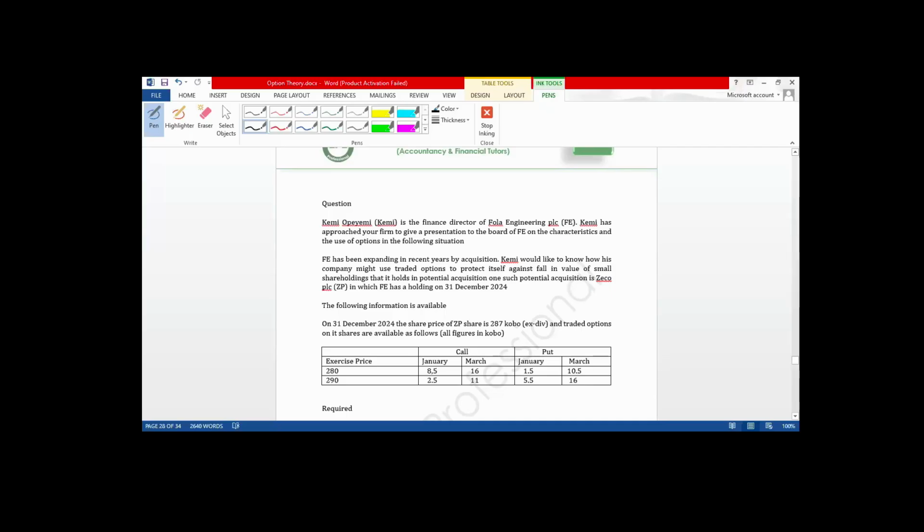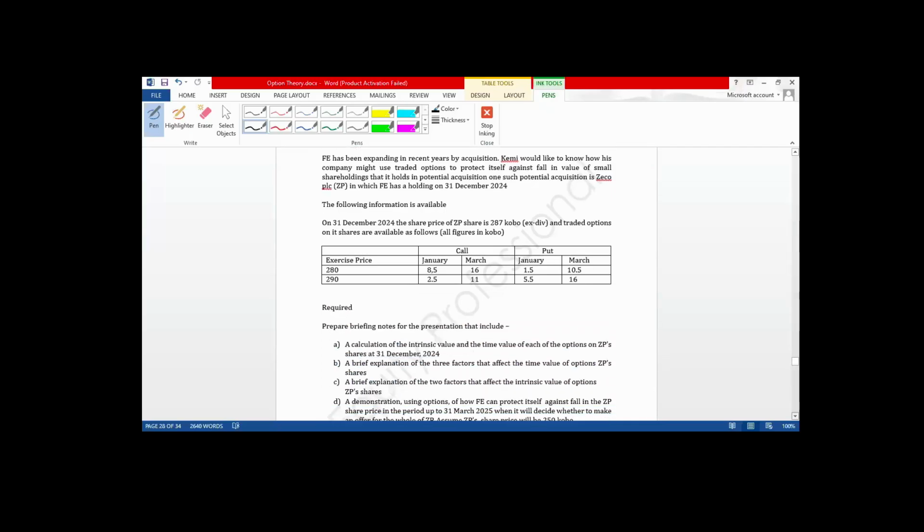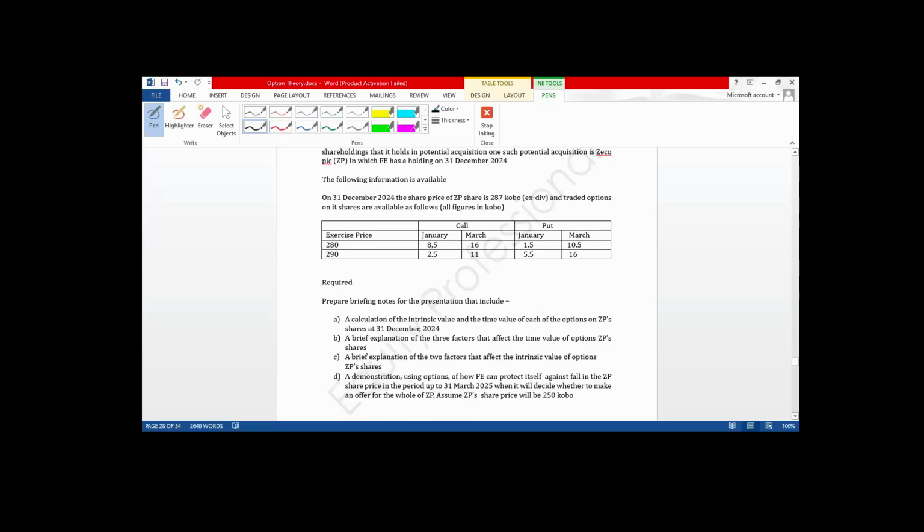Requirement: prepare a briefing for the presentation that includes one, calculation of the intrinsic value and the time value of each of the options on the share at 31st December 2014.